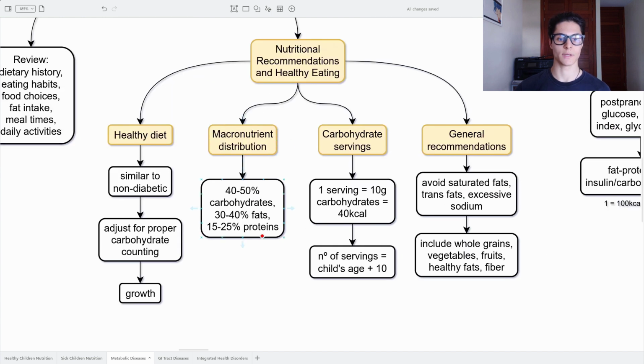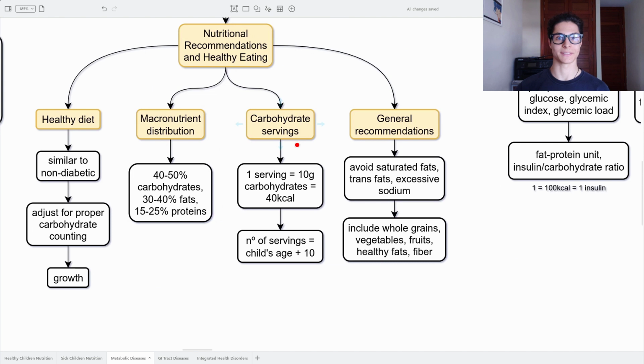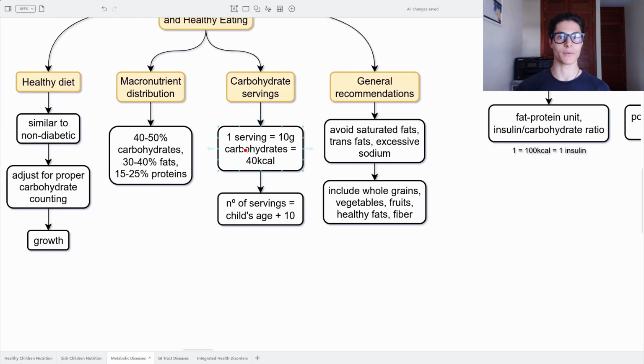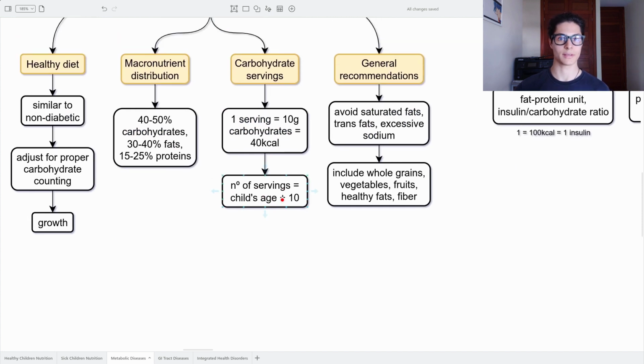Macronutrient distribution is, again, very similar. 40 to 50% of carbs, 30 to 40% of fats, and 15 to 25% protein. The carbohydrate servings, this is very interesting. So one serving of carbohydrates is 10 grams of carbs, and that equals to 40 calories. And the number of servings per day is the child's age plus 10. So if a child is 7 years old, then 17 servings a day.